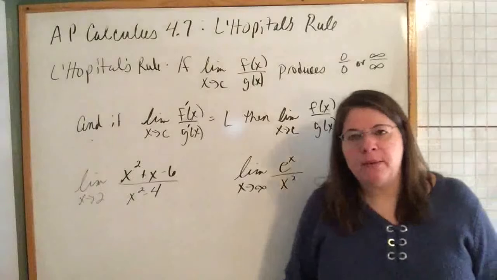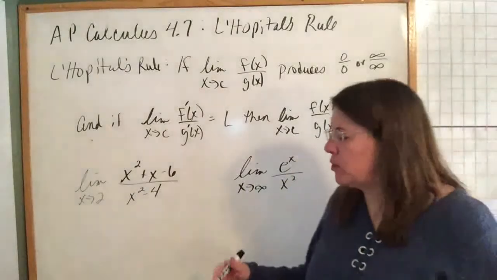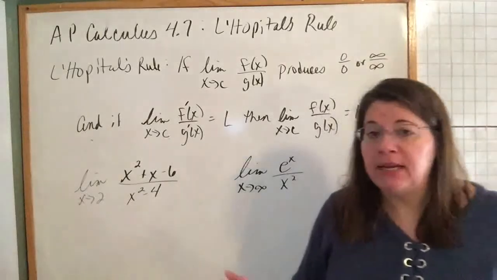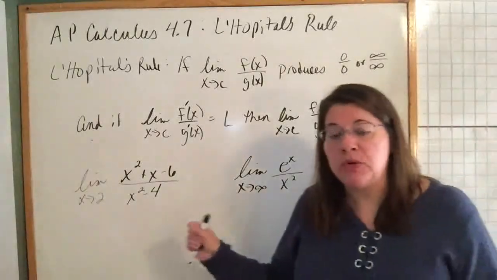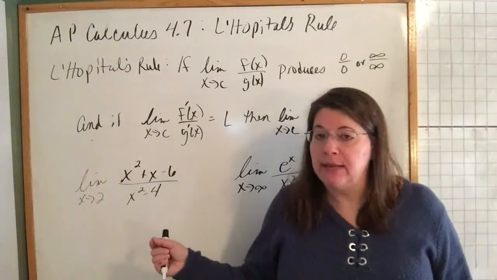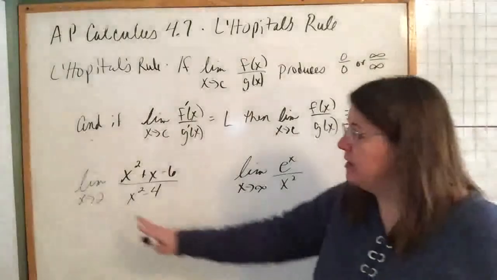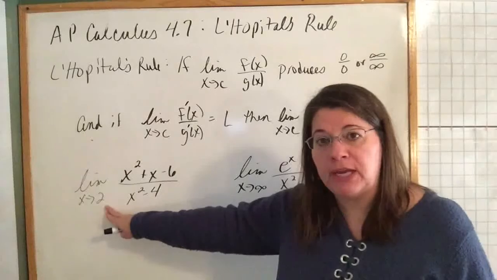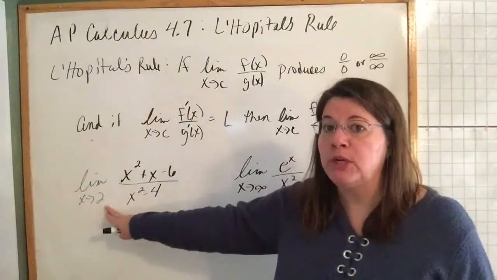So I've got two examples here that we're going to try using L'Hopital's rule. And make sure before you use L'Hopital's rule that it is the indeterminate form, because you don't want to assume that you need to use L'Hopital's rule every time you have a limit. That's not necessary. So we're going to always make sure we plug in first, do direct substitution to make sure we're getting the indeterminate form before we do L'Hopital's rule.